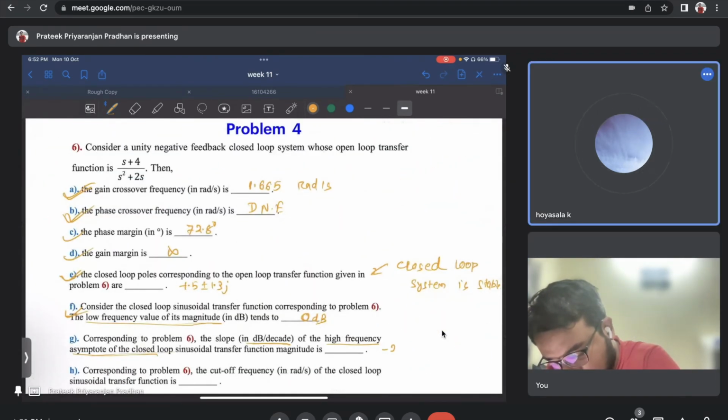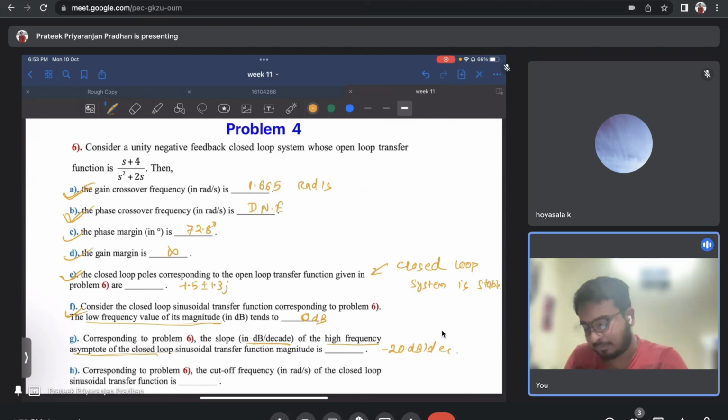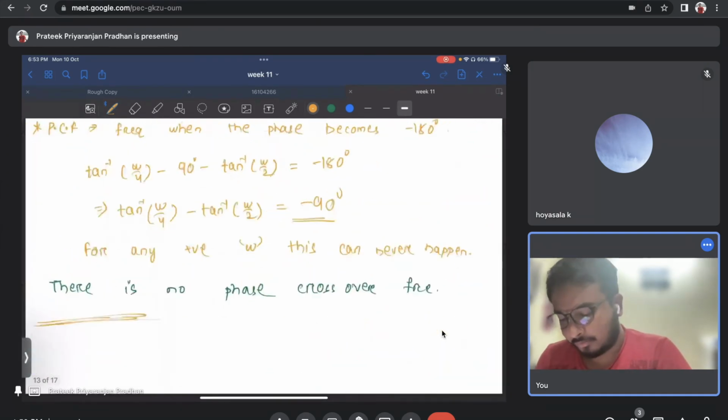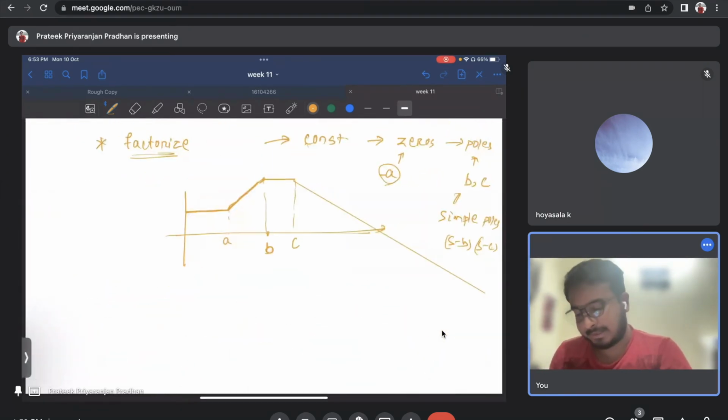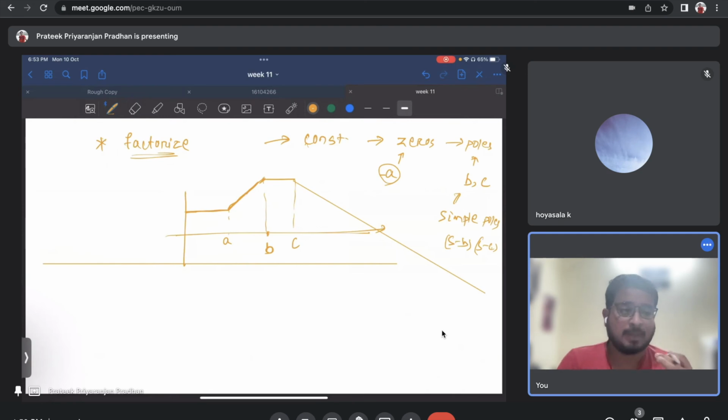It's minus 20 dB per decade. So the last question of the day, corresponding to question 6, the cutoff frequency of the closed loop. First, let's understand what cutoff frequency is. Why cutoff frequency? When we do the frequency domain analysis, cutoff frequency is the most important term.